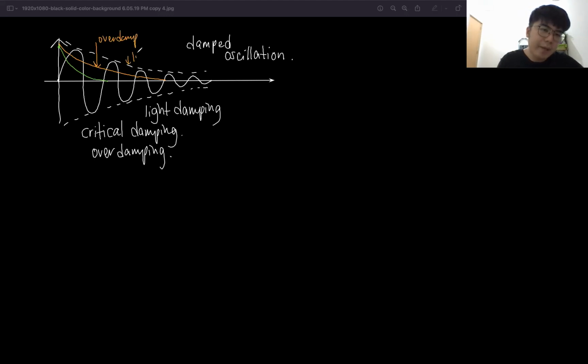This is light damping, and this is critical damping. Okay, this is critical damping. It's all due to the external forces. What is an example of critical damping in real life? It's like the car suspension system.